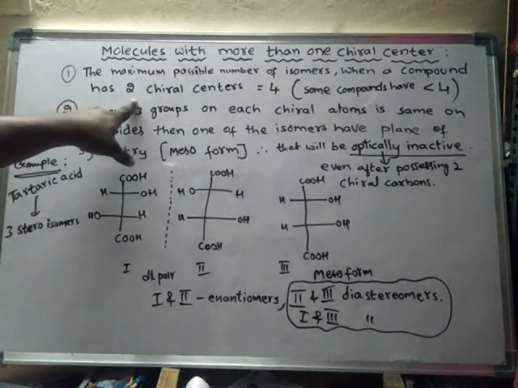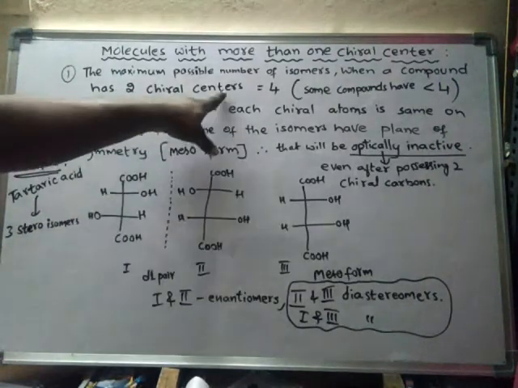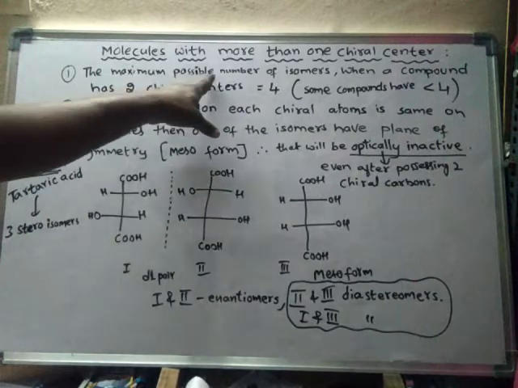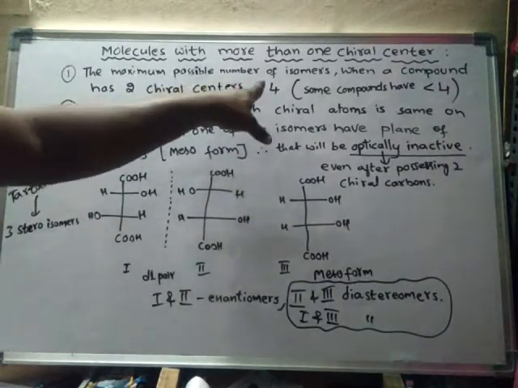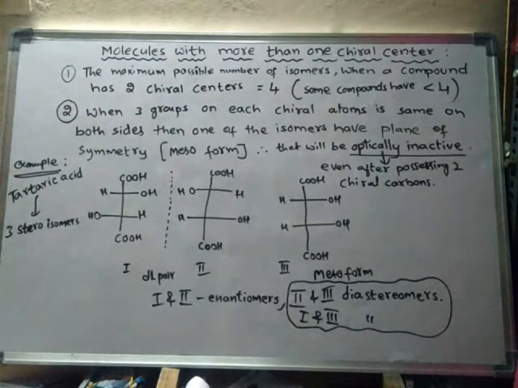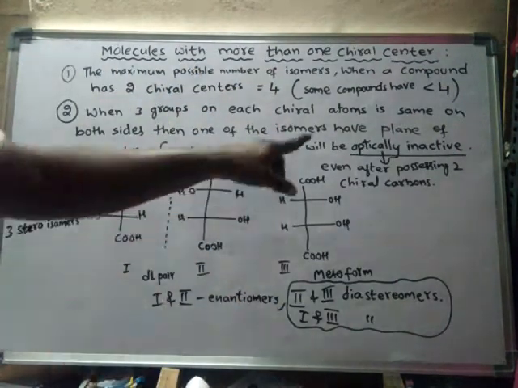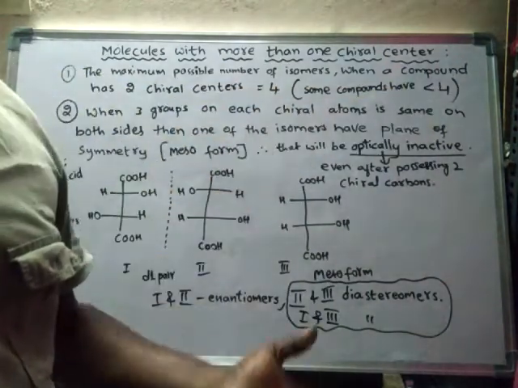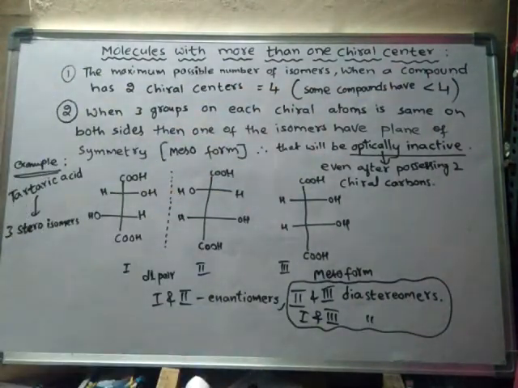So here, first of all, when two chiral centers are present, the maximum possible number of isomers will be 4. So the maximum will be 4. That means it may be less than 4. So some compounds have less than 4 isomers, even though they possess two chiral centers.